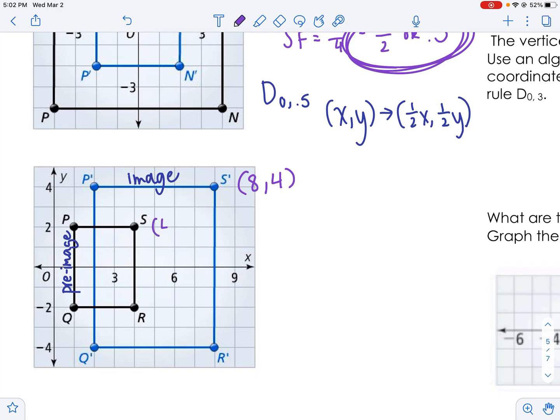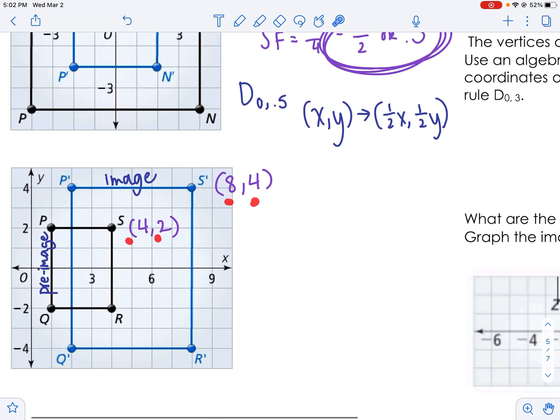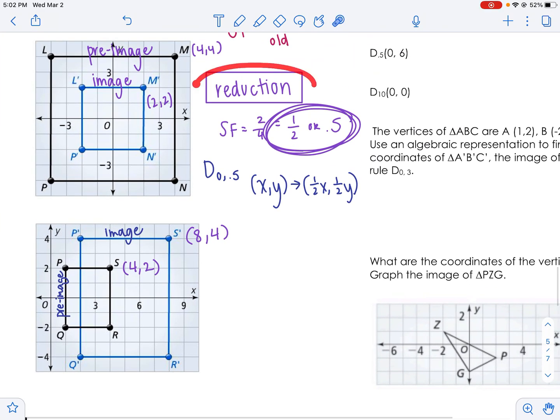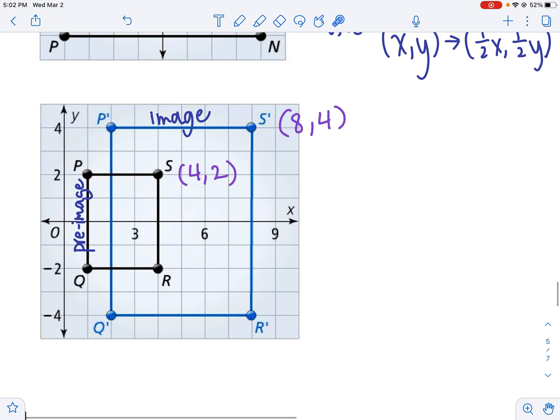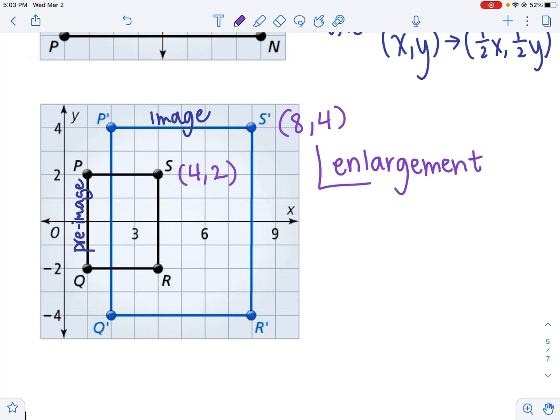And then S is at 4, 2. Now, the X and the Y coordinates are different. Before it was 4, 4, 2, 2. That was nice. It doesn't really matter. And without even checking, like scale reduction, your scale factor is less than 1. You can kind of look at this and tell it gets bigger. From here to here, it gets bigger. So this is an enlargement. Our scale factor should be greater than 1.